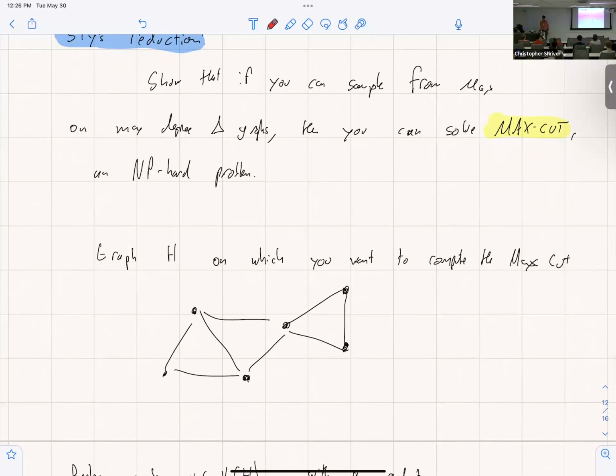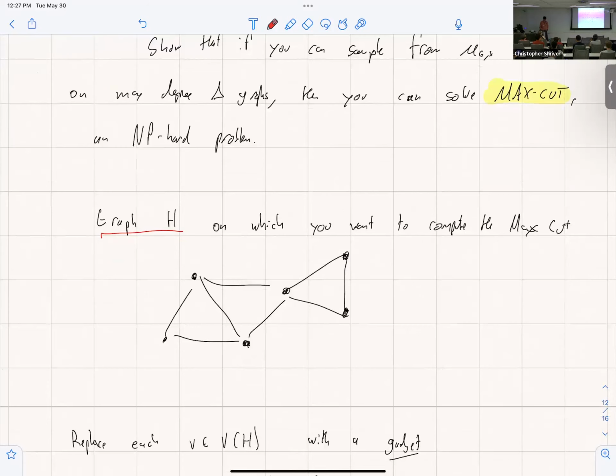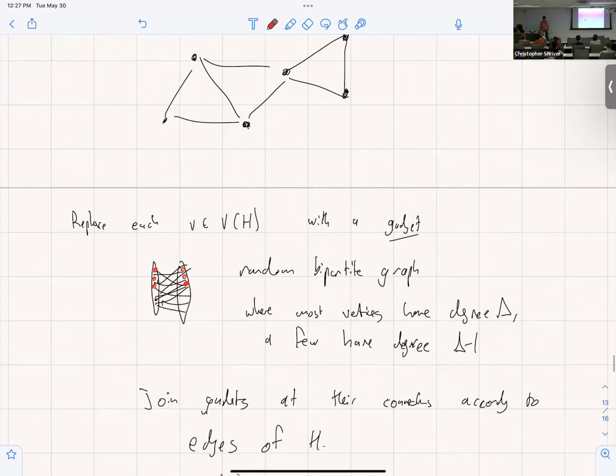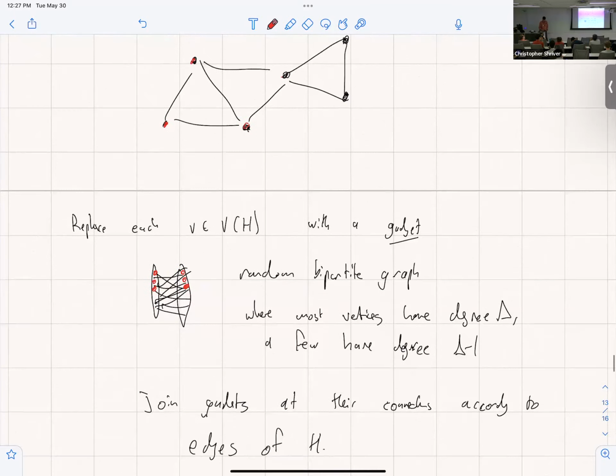Okay, so how does it go? You start with a graph H, and this is the graph where you want to solve the max cut problem. Okay. And we're going to construct a new graph where if you can sample, then you can find the max cut in this graph. And so as hardness proofs go, we're going to replace each vertex in this graph H by a gadget. Okay, and this gadget looks almost like a random delta regular bipartite graph. It basically is a random delta regular bipartite graph, except there's a sprinkling of a few vertices on each side that have degree delta minus 1 instead of delta. Okay. So those are the red vertices, and I'll call these the connection vertices.